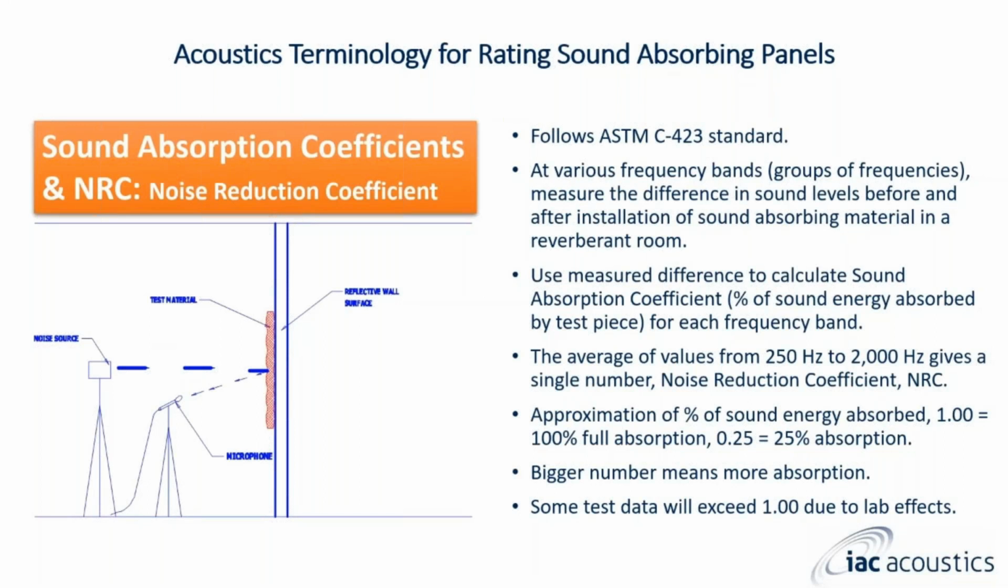Because there are several different frequency bands, and sometimes it's useful to have a single number rating of the overall sound absorptive properties of the material, the noise reduction coefficient, or NRC, can be used. The noise reduction coefficient represents an average of the sound absorption coefficient values from 250 Hz to 2000 Hz. The sound absorption coefficient and the NRC are tested and calculated according to the ASTM C423 test method.